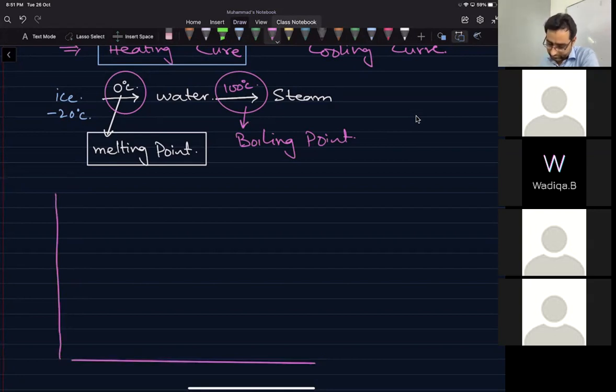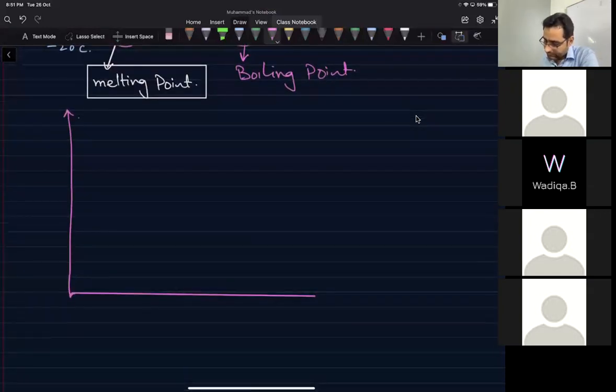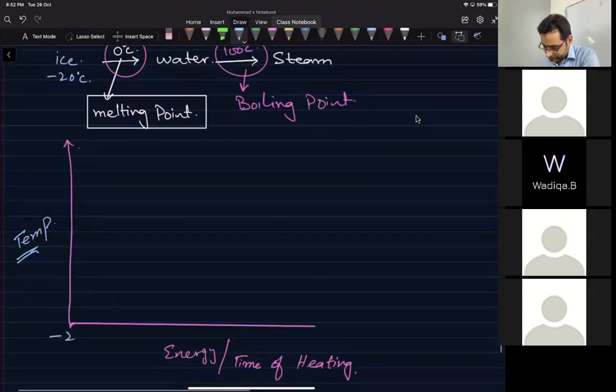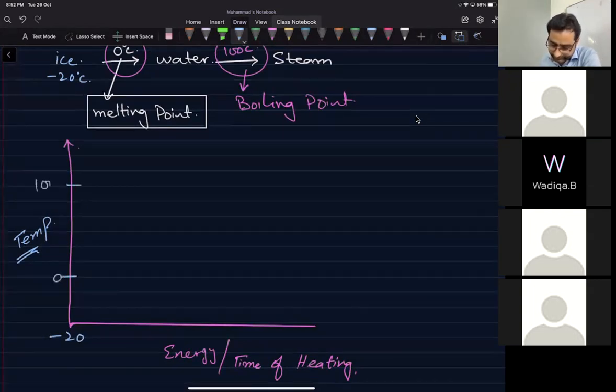First, on the x-axis, there is energy or time of heating. This is energy, or you can also write time of heating. And on the y-axis, there is temperature. So the starting point is minus 20. And then this is 0. And this is a point which is 100.